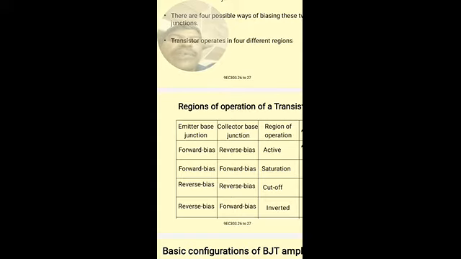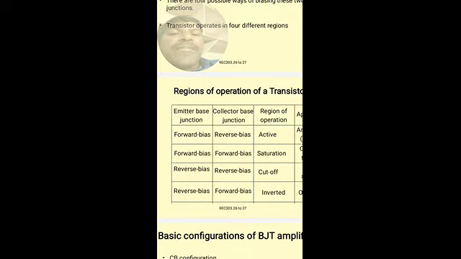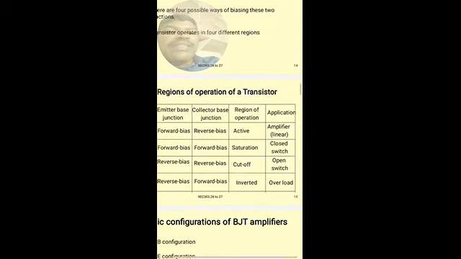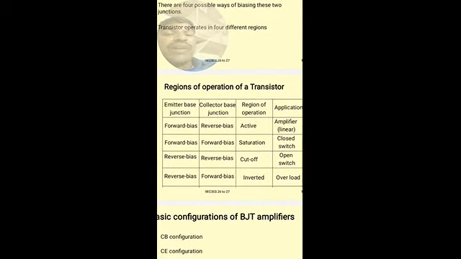If the emitter base junction is forward biased and the collector base junction is reverse biased, the region of operation is known as the active region. The transistor operates in the active region when the emitter base junction is forward biased and the collector base junction is reverse biased. Input junction is forward and output junction is reverse, then the transistor is in the active region. And in the active region, the transistor acts as an amplifier.